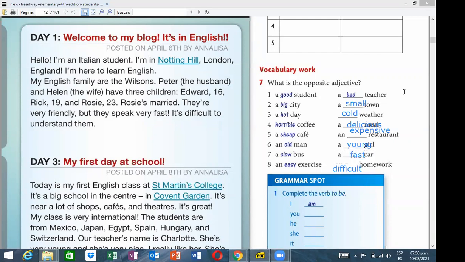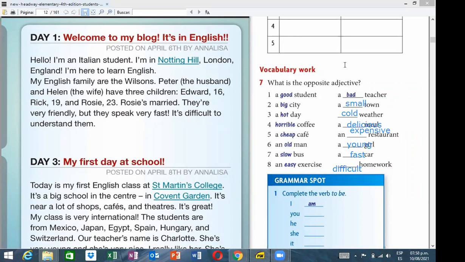And students, please, let's practice, okay? Repeat after me. The pronunciation is very important, as you know. So repeat after me, okay? A good student. A bad teacher. A big city. A small town. A hot day. Cold weather.